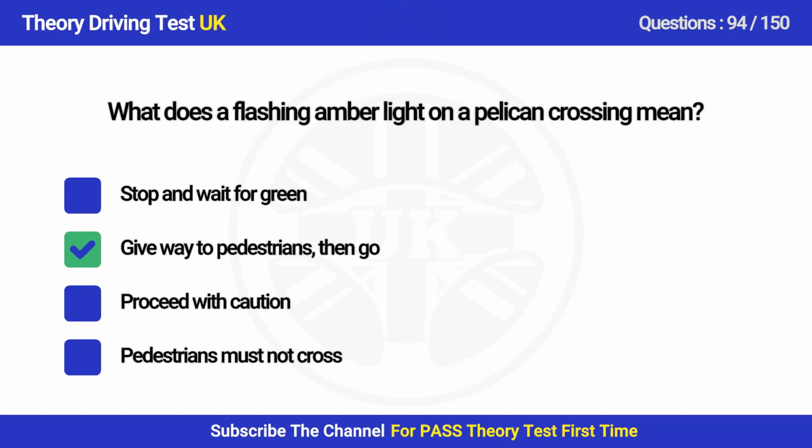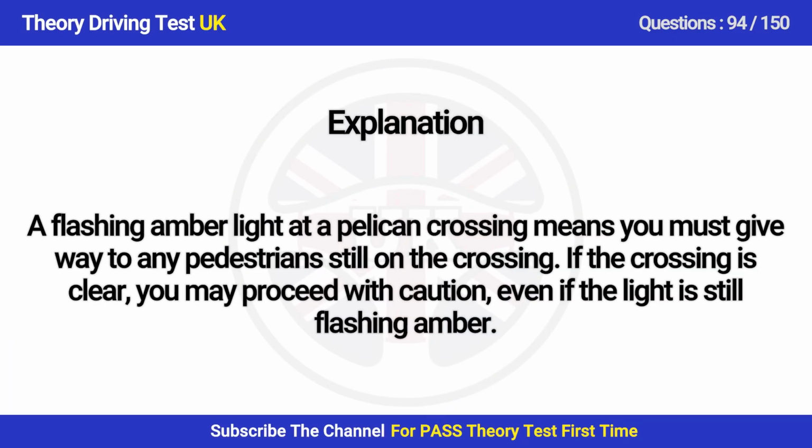Answer is B. Give way to pedestrians, then go. A flashing amber light at a pelican crossing means you must give way to any pedestrians still on the crossing. If the crossing is clear, you may proceed with caution, even if the light is still flashing amber.